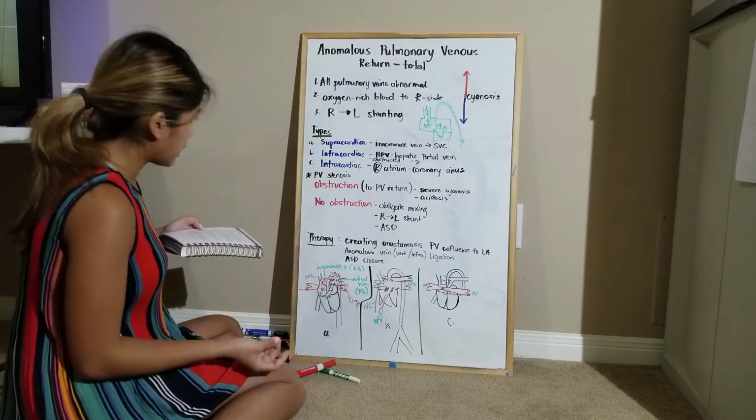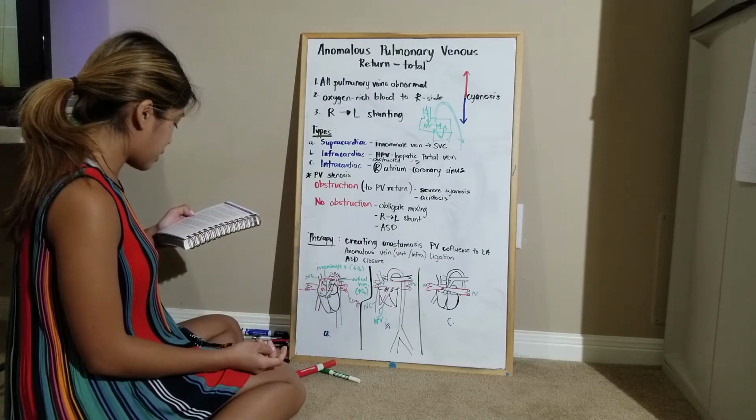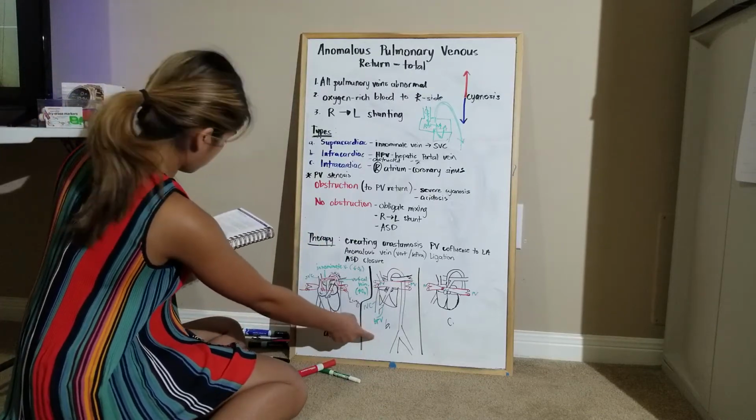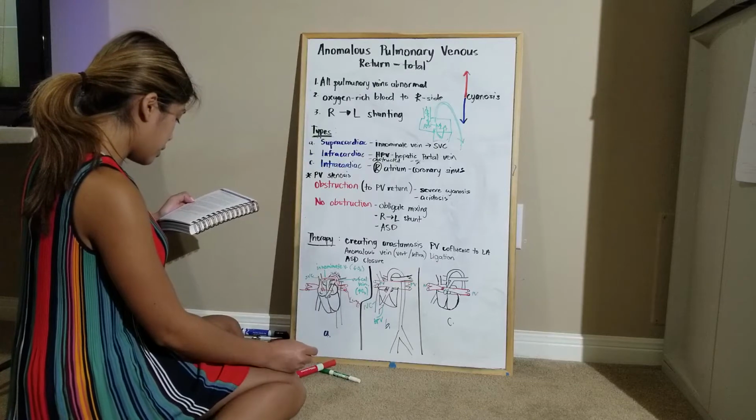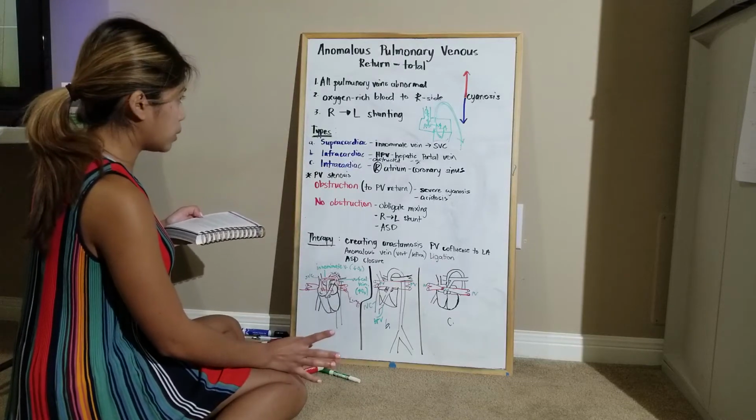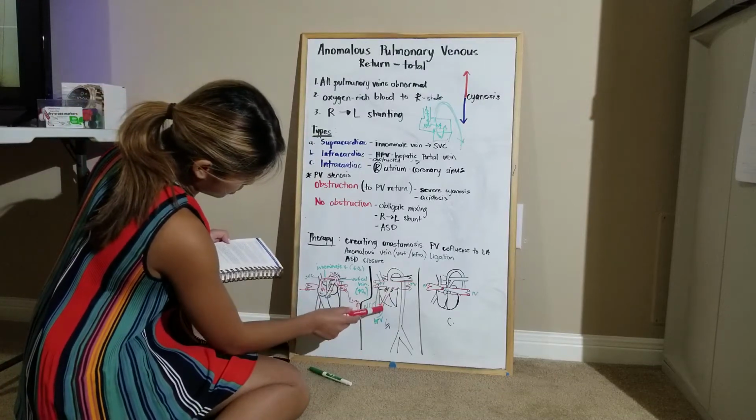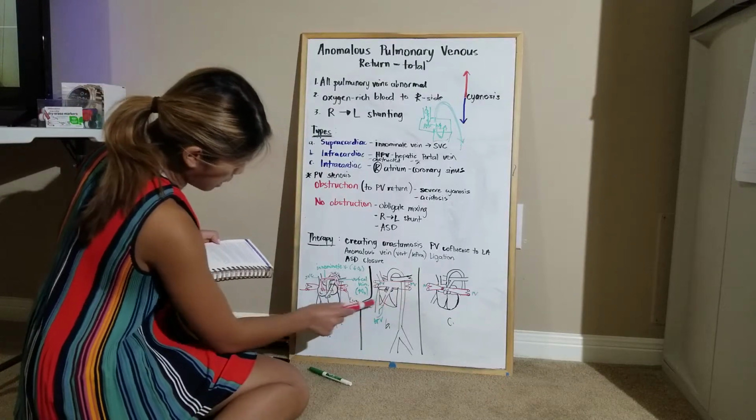And another type, which is less common, is the infracardiac, which is our second drawing. This one may drain below the diaphragm. So well, my drawing is inaccurate, but this part here is below the diaphragm supposedly.